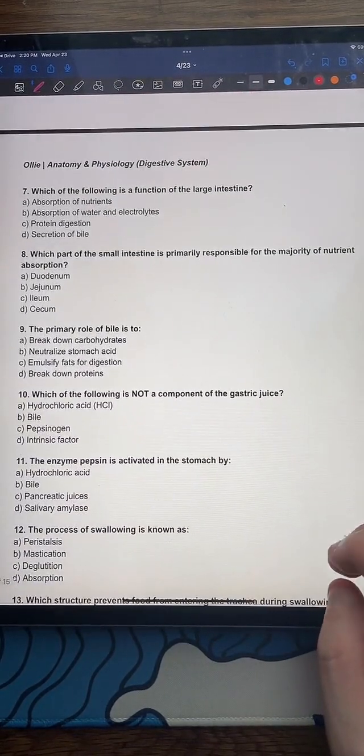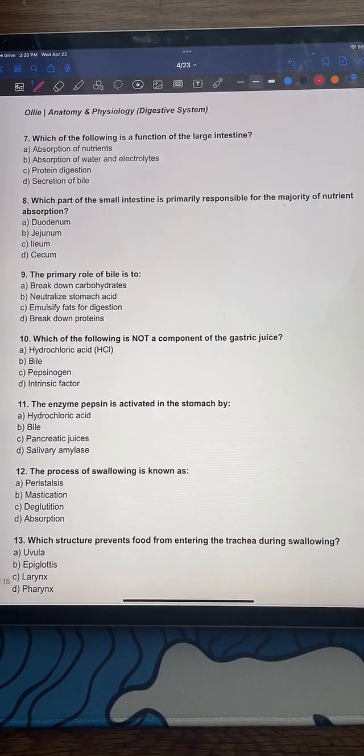All right, we're going to move on to number 7. Which of the following is a function of the large intestine? Yes, the mouth is mechanical and chemical because we have salivary amylase. Chemical just means there's an enzyme involved. Mechanical means we're doing some sort of physical thing.